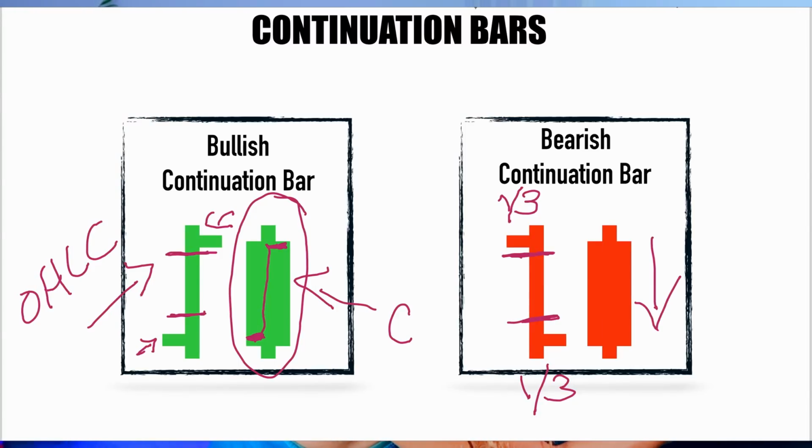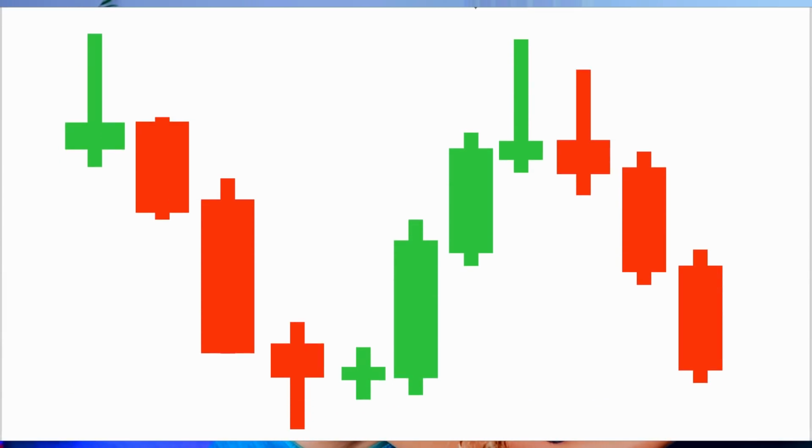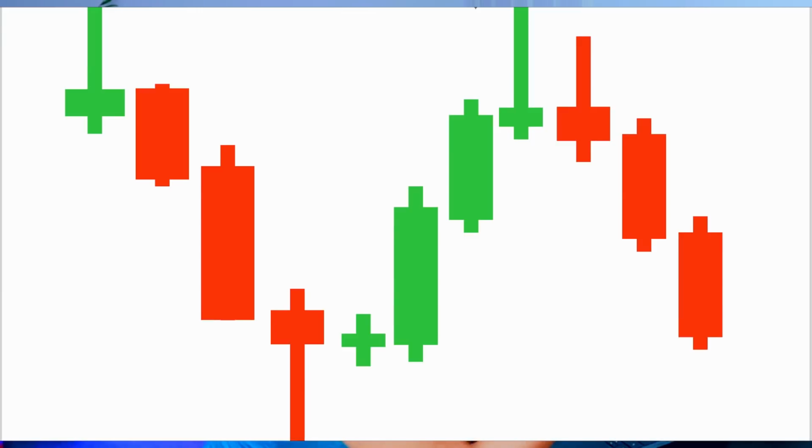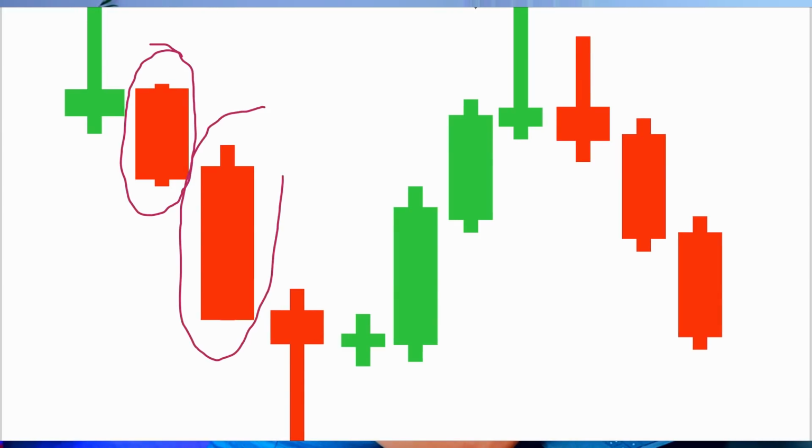So let's bring this into practical terms. I made a little drawing down here with some candlesticks, purely at random. Have a little look here and see if you can point out which candlesticks represent price continuing in the same direction. So which of these candlesticks are continuation bars? This is one continuation bar. This is a continuation bar. This is a continuation bar. This is a continuation bar.